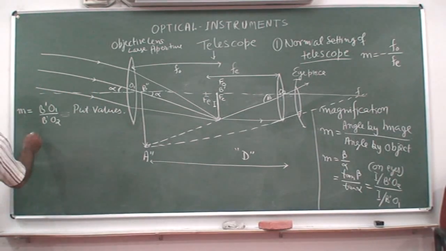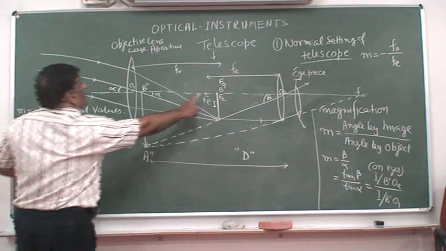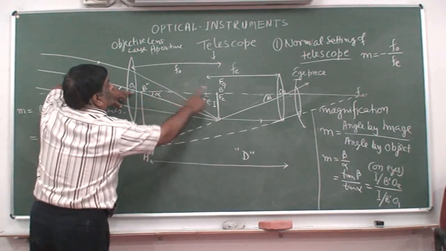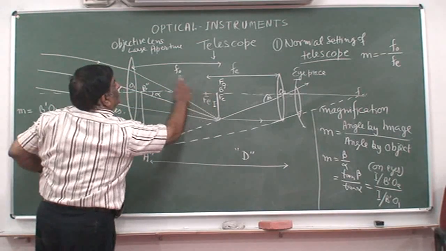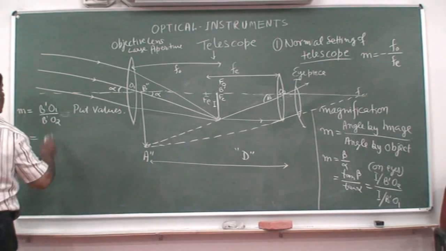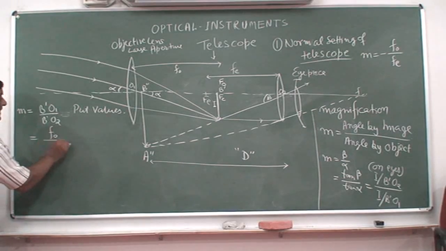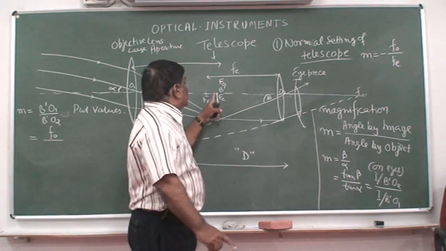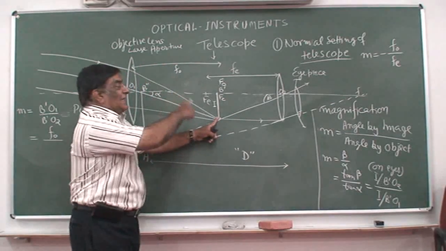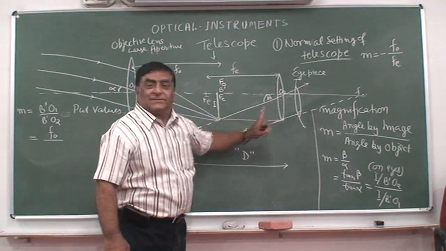How do we get here? B dash O1 is the focal length because the parallel rays are meeting here. So this is the focal length of the objective, and it is positive, divided by B dash O2. This image made by the rays acts as object for this lens.